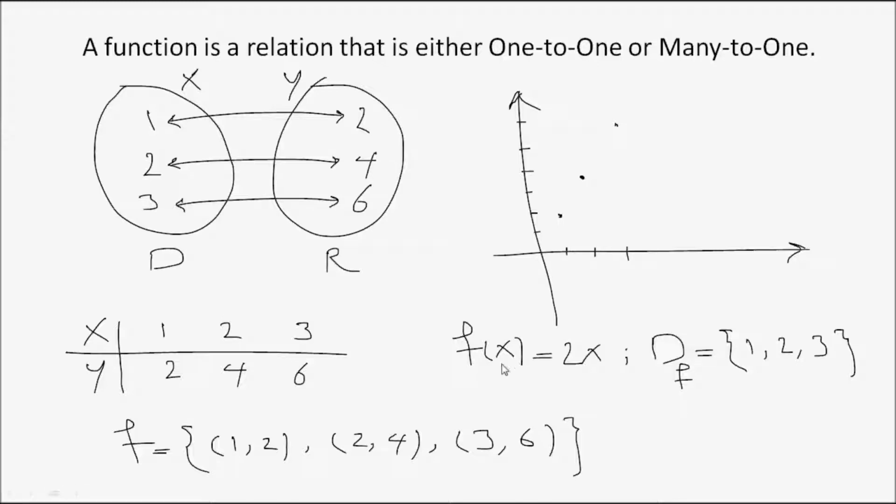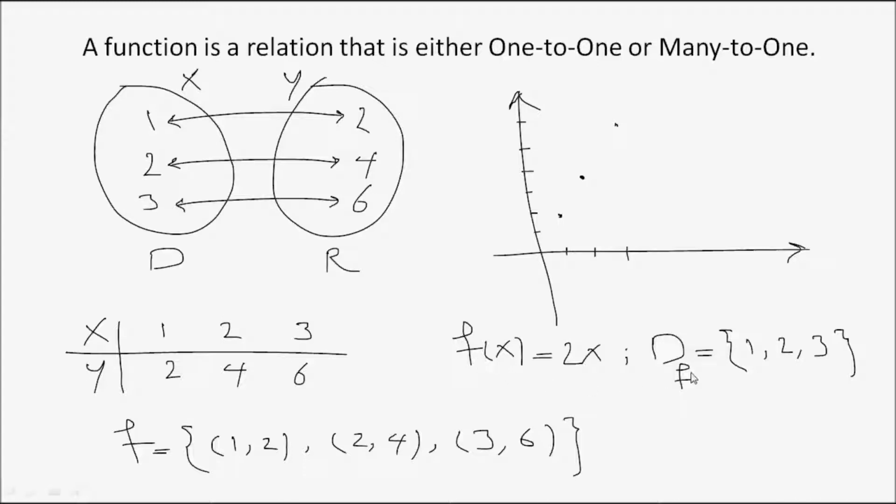So that's the meaning of f of x, the value from the range that is associated to x in the domain. So if x is 1, f of x is 2 times 1, so 2. If x is 2, f of x is 2 times 2, so 4. And if x is 3, f of x is 2 times 3, that is 6.